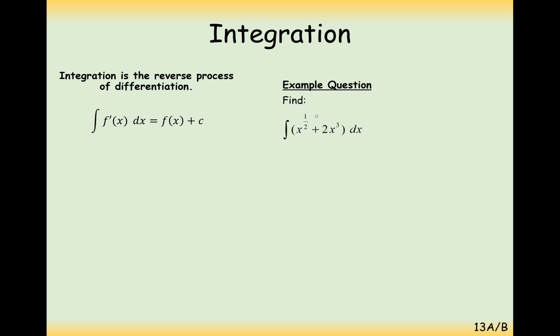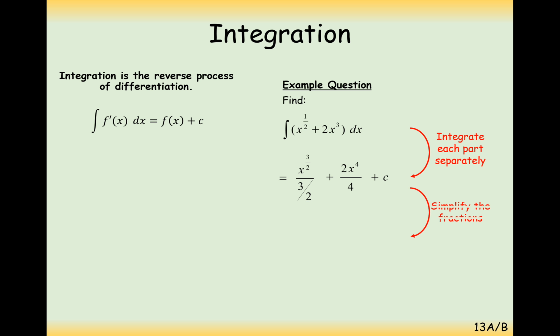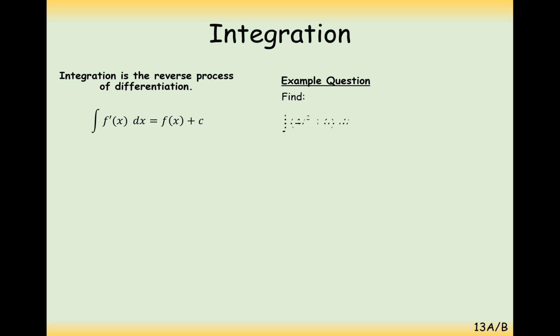So the integral of x to the power of a half plus 2x cubed. So this is going to be increase the power by 1 and then divide by the new power. And then on the same one here, increase the power by 1 and divide by the new power plus the c. Now remember, when we divide by fractions, we won't leave our answer as this. We're going to times and flip the fraction upside down. So it's going to be 2/3 x to the power of 3 over 2 plus a half x to the power of 4 plus the c.